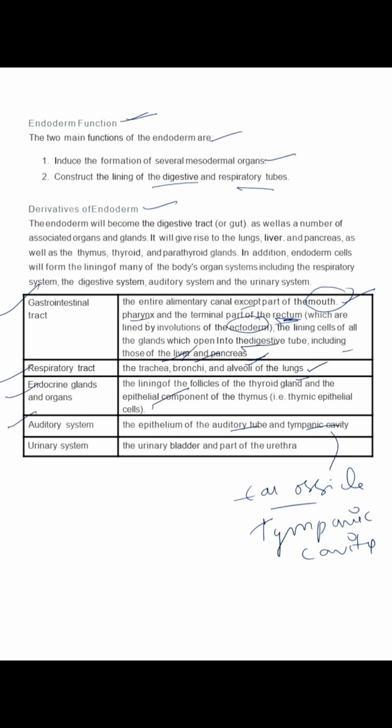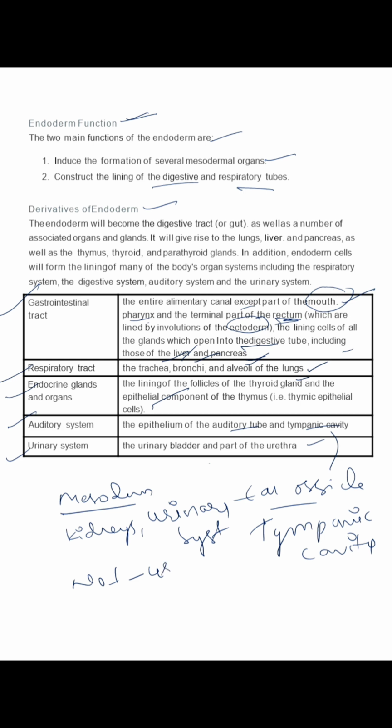Then the urinary system, the urinary bladder and part of the urethra. Previously what we studied in the mesoderm, it is forming the kidneys and urinary system, but not the urinary bladder. Okay, but not the urinary bladder. Here it is forming the urinary bladder. Okay, parts of the urethra. So this is all about the three germinal layers: ectoderm, endoderm and mesoderm. Thank you.